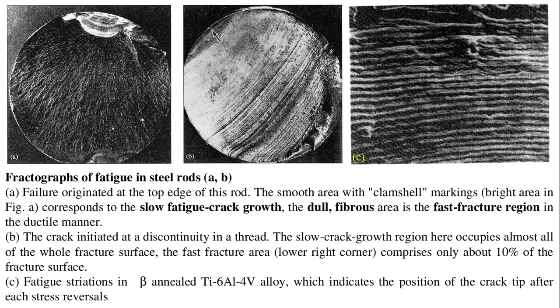In figure B, the crack initiated at a discontinuity in a thread. The slow crack growth region here occupies almost all of the whole fracture surface. The fast fracture area, lower right corner, consists of only about 10% of the fracture surface. Figure C shows fatigue striations imaged at higher magnification in beta-annealed Ti-6Al-4V alloy, which indicates the position of the crack tip after each stress reversal.